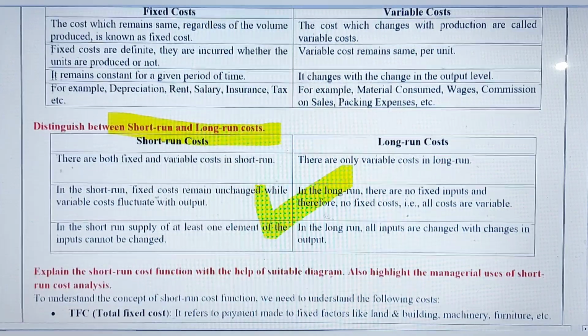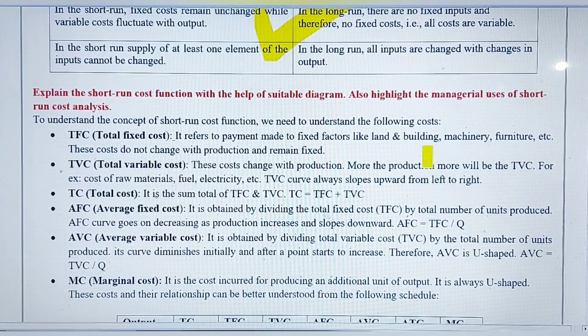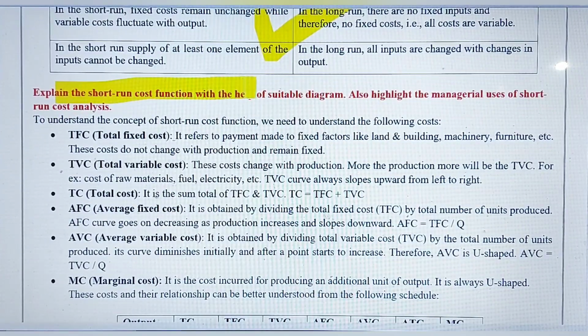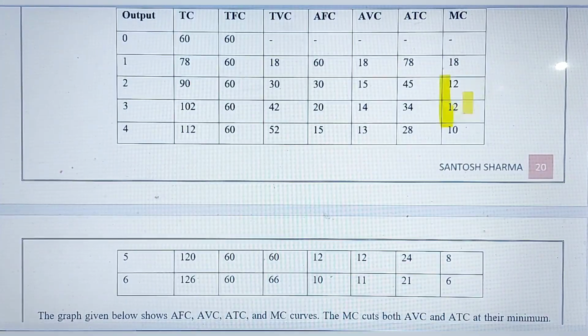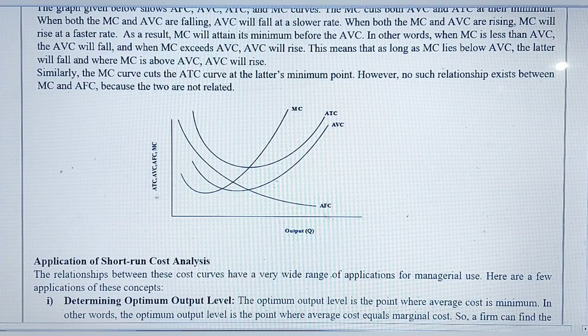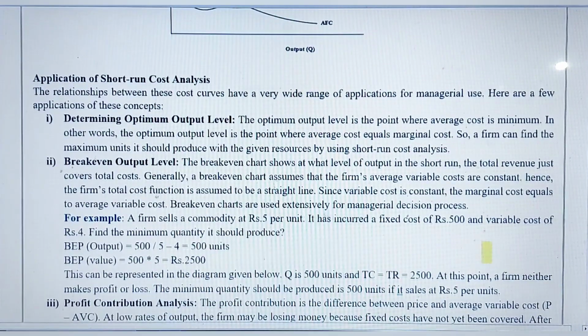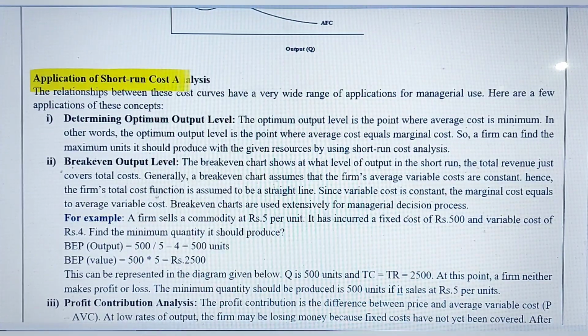Okay, then we have the next question, that is: explain the short run cost function with the help of a suitable diagram, and also highlight how managers use short run cost analysis. To explain this concept, you need to explain all these things: total fixed cost, total variable cost, total cost, marginal cost, like that. And this schedule, then diagram. Okay, and some applications also for this, how we use this in the business.